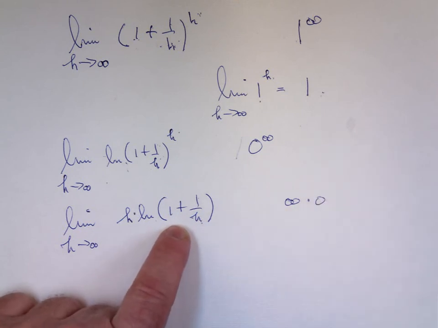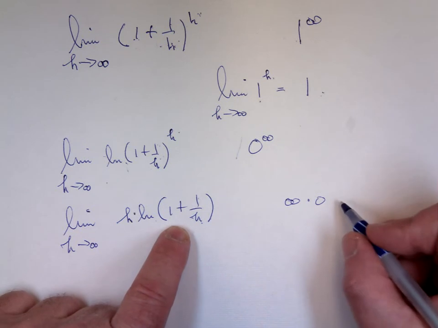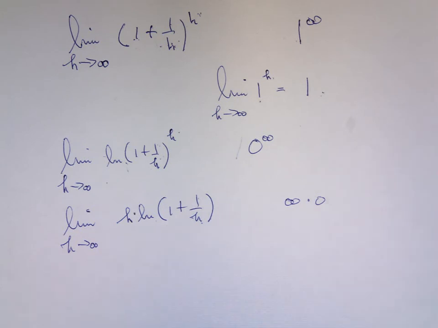I get something increasing without bound, something going to 0. If this guy's increasing faster than this guy's going to 0, it may be infinite. But if this guy's going to 0 faster than this guy's increasing, it may be 0. Or it may be somewhere in between. The point is, I don't have L'Hopital's yet.